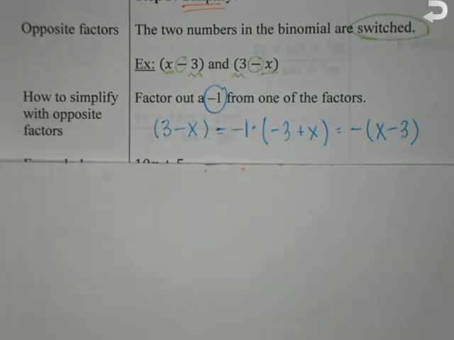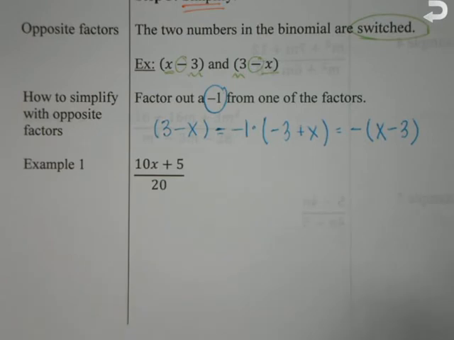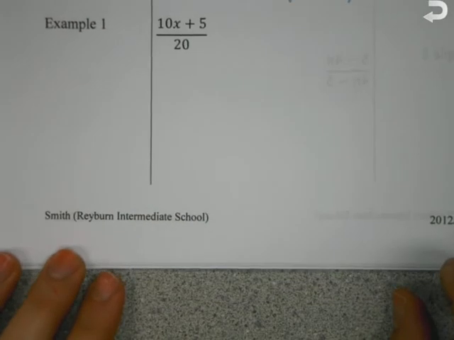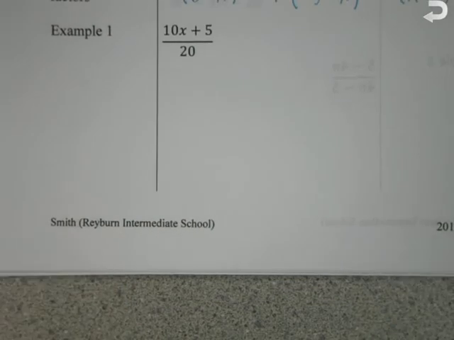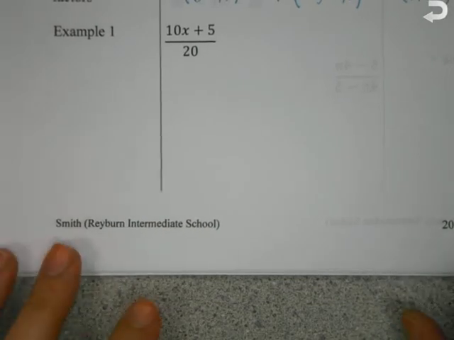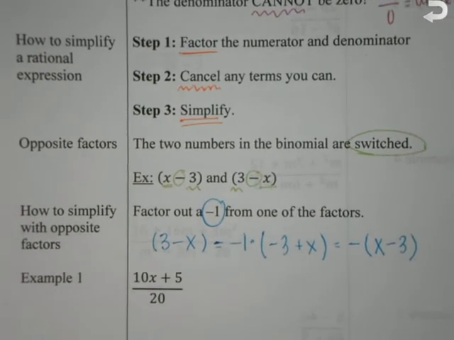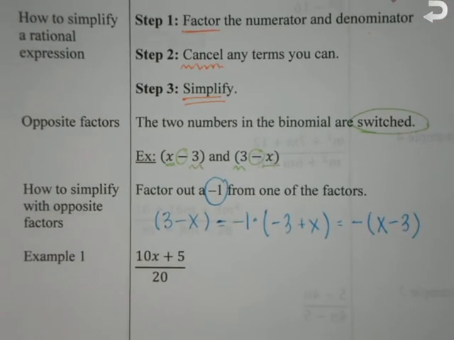So you guys ready for an example? Alright, example 1. We have 10x plus 5 all over 20. Okay, so I'm going to go back to my steps really quick on how to simplify. Step number 1 says to factor the numerator and denominator. So I'm looking at this problem.